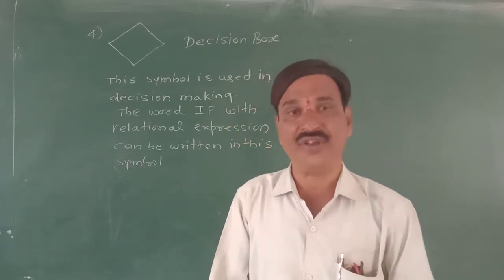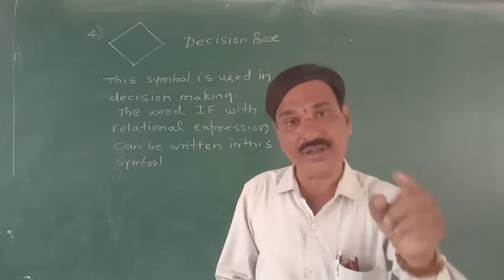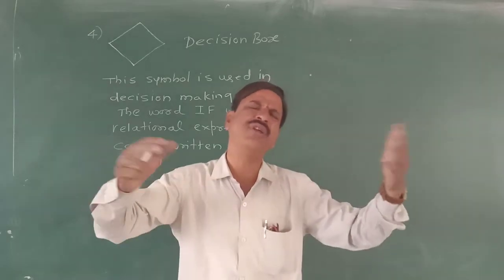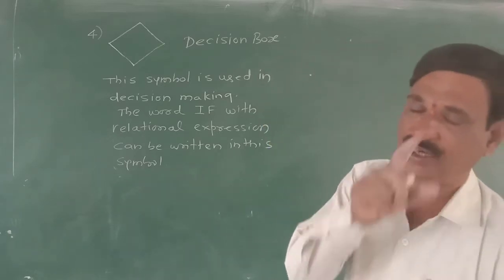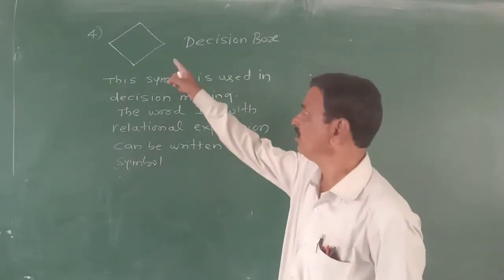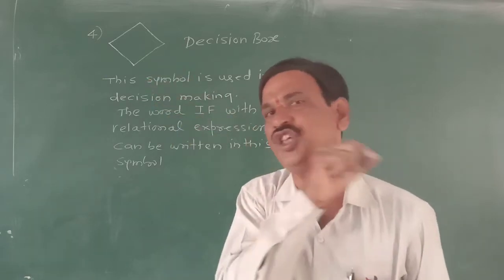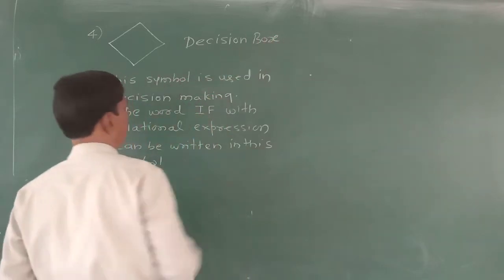Instead of text, if the design steps were in symbols, that would be easier to program. That's why we are studying the flowchart symbols. So 3 symbols we have seen. Now this is the 4th symbol, that is the decision box. What is meant by decision box?